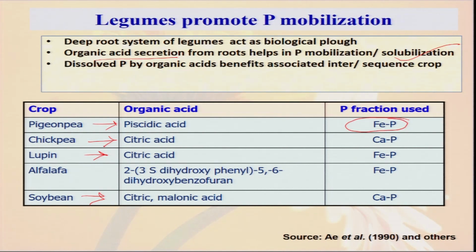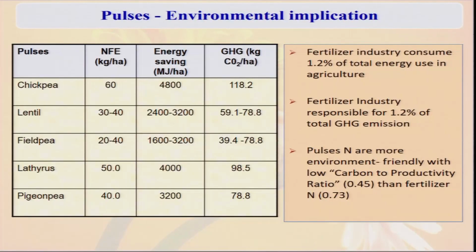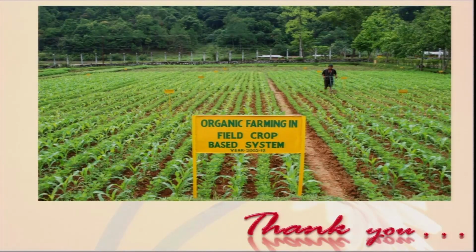Some acids act on the iron phosphorus complex, and some on the calcium phosphorus complex. So, by this process legumes help the mobilization of phosphorus, and they are also energy saving, reducing greenhouse gas emission, and increasing nitrogen fertilizer efficiency. The fertilizer industry consumes 1.2% of the total energy, and pulses are more environment friendly compared to nitrogen produced in synthetic fertilizers like urea. So, we should always promote this type of crop and this type of cultivation in our field.